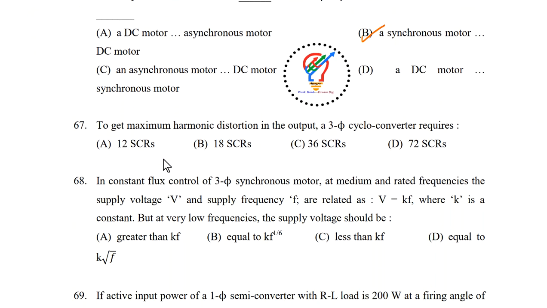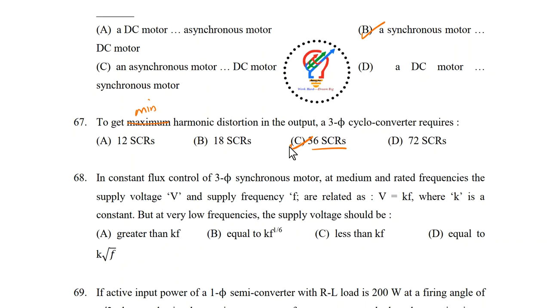Next one, to get a maximum. So in the question itself, it's a typing mistake. To get a minimum here. To get the minimum harmonic distortion in the three-phase output, a three-phase cycloconverter requires 36 SCRs. So the answer is 36 here.